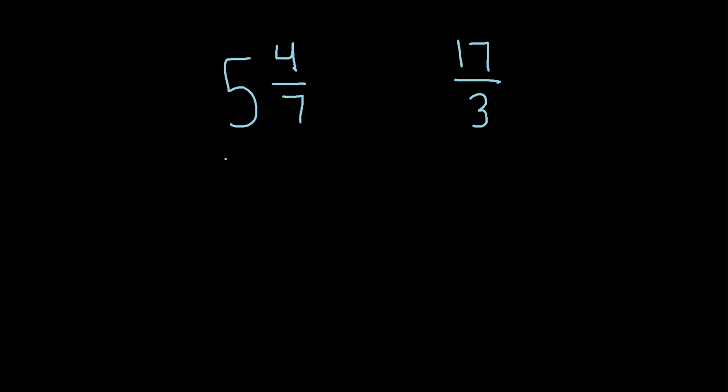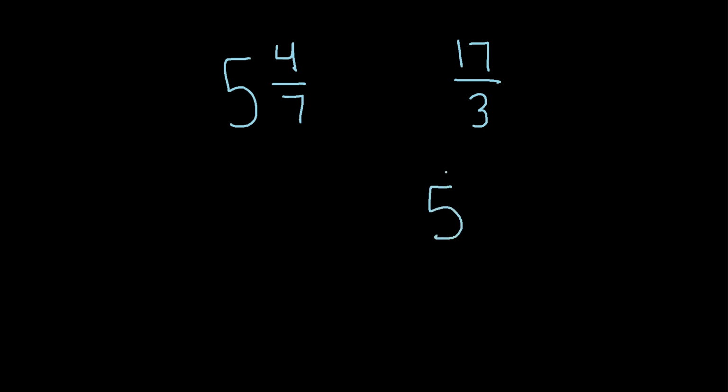All right, let's try another one. Let's say we have the mixed number 5 4/7, and we want to compare that with the improper fraction 17/3. Which one is larger? Well, once again, let's start by converting the improper fraction to a mixed number. The way that we do that is we say, how many 3s go into 17? Well, that would be 5. So let's write that right here, 5.